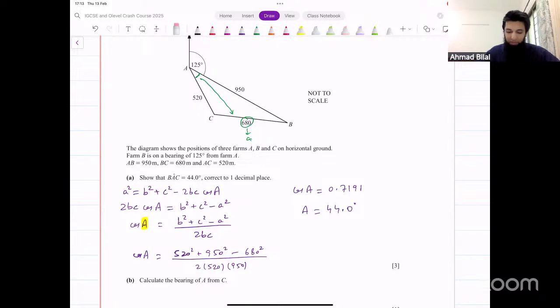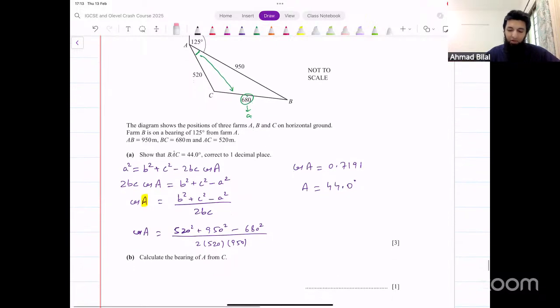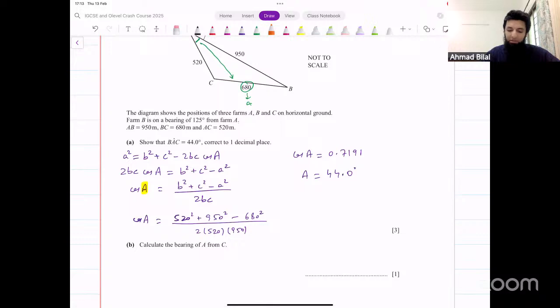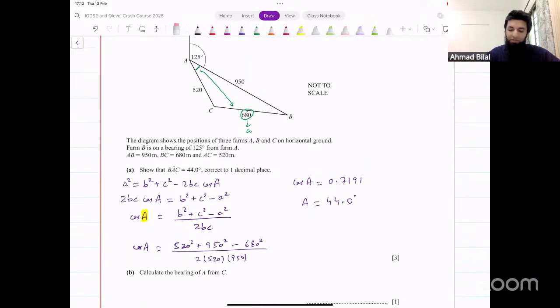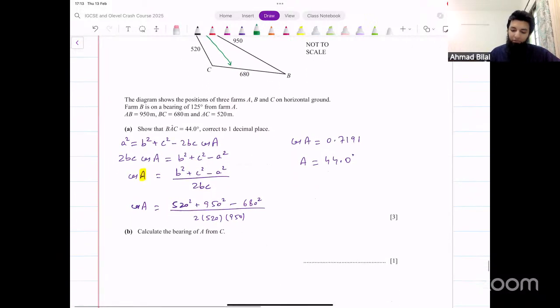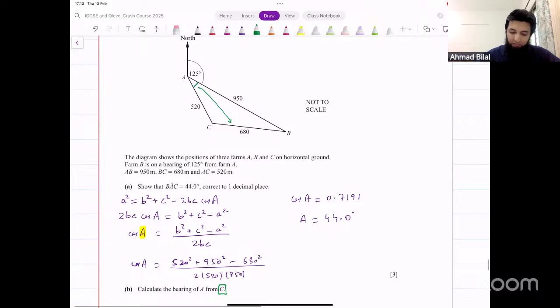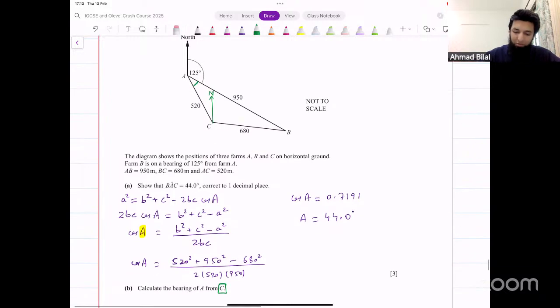Okay, that's the first part. Now it says calculate the bearing of A from C. A from C. Okay, so you have C here after 'from'. C is the point at which you will make north. So you have this north here at the point C. Okay. Bearing of what? Bearing of A. So what we're looking for is this angle. Okay, that's what we're looking for.